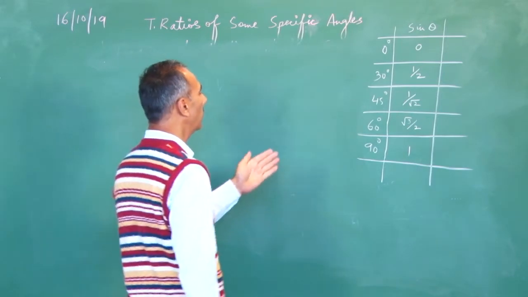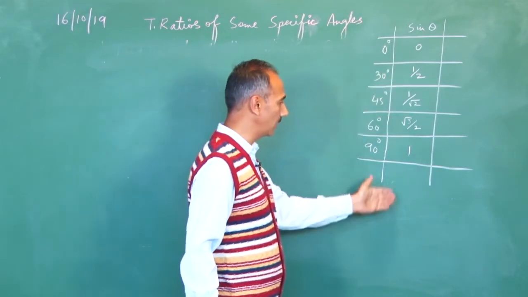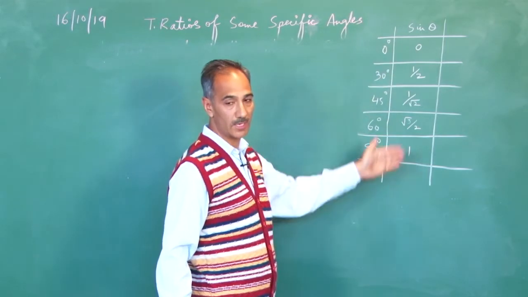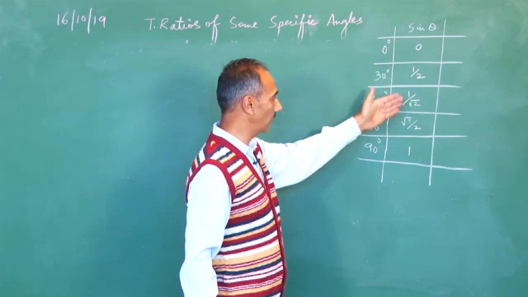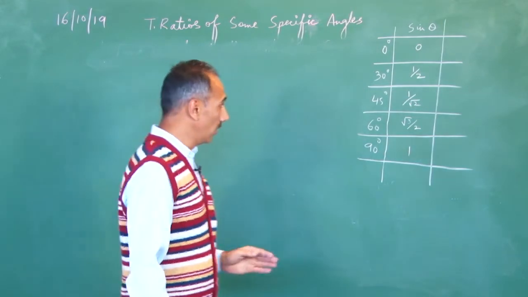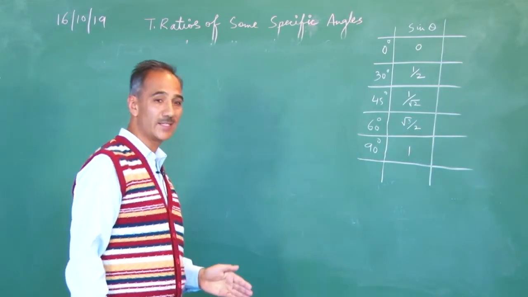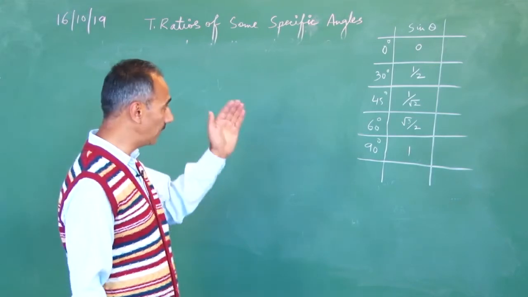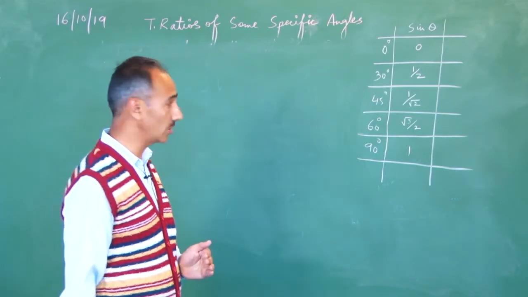Students say, sir, how do we remember this if we forget? But you have to remember it, you have to memorize this. 0, 30, 45, 60, 90. There's another way of doing it also. Now, you have prepared the sine column. Now, with the help of the sine column, you could prepare the cos column.